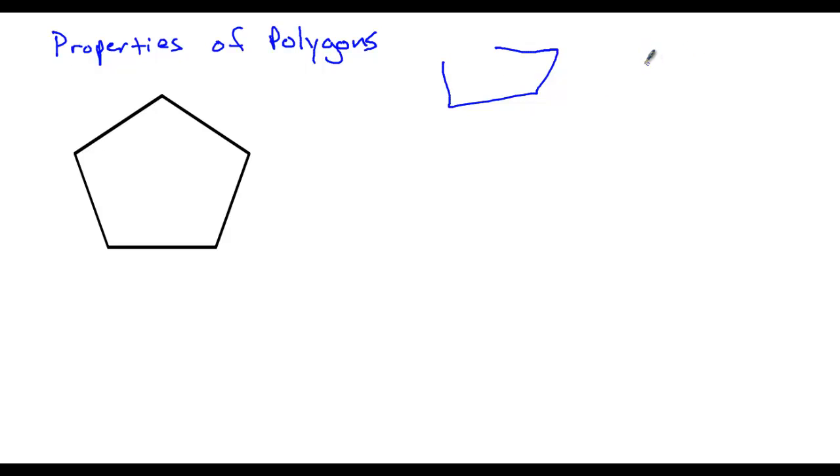Or if you see something like this, is that a polygon? No, even though it's closed, it has a distinctly curved side on it. So these are examples of things that are not polygons. This polygon here, hopefully you know, is called a pentagon.